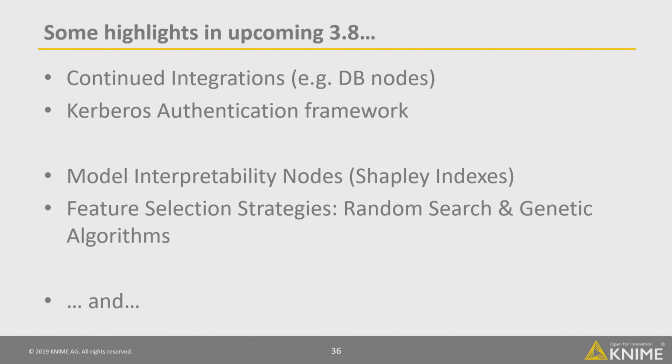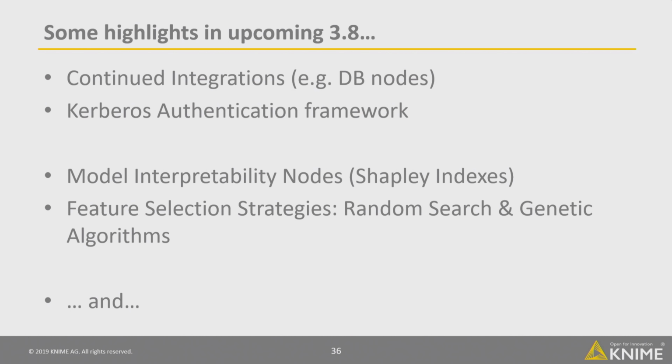One big theme is still the continued integration of all these database nodes, obviously. On the big data side, there is a new framework that allows you to do Kerberos authentication for various different nodes, database nodes, Spark nodes, and it will be a general framework. There will be more nodes and extensions coming, all in the context of automation, guided automation, nodes for model interpretability, different feature selection strategies that tend to execute faster, like random search, genetic algorithms.